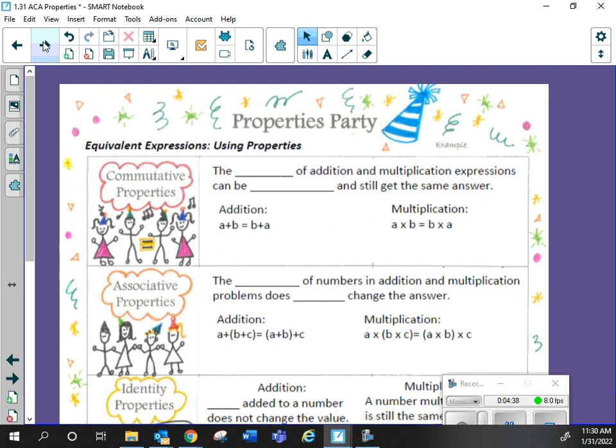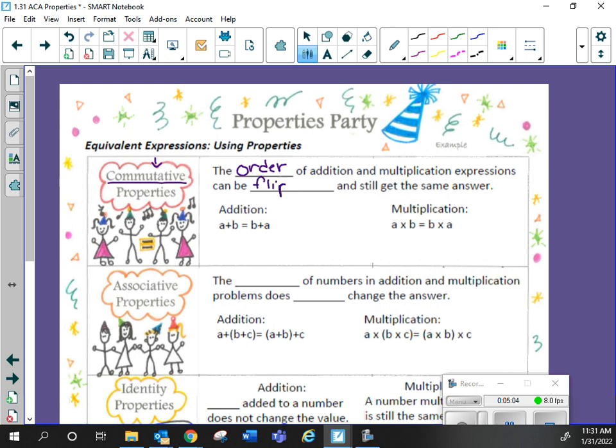Okay? So the first two we just watched little videos on, the commutative property. Everyone say that word, commutative. Commutative. Notice that there is a T. It is not commutative, it is commutative. Okay, so the commutative property is just saying that the order of addition and multiplication expressions can be flipped, and we still get the same answer.